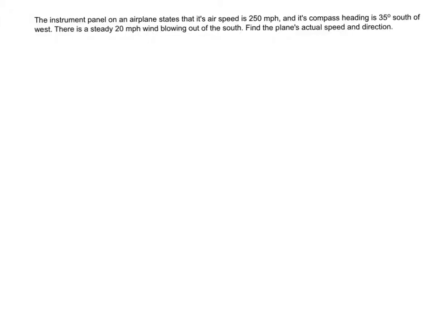On this problem, we've got an instrument panel on an airplane stating that its airspeed is 250 miles an hour and its compass heading is 35 degrees south of west, but there's a steady wind of 20 miles an hour blowing out of the south. Find the plane's actual speed and direction.